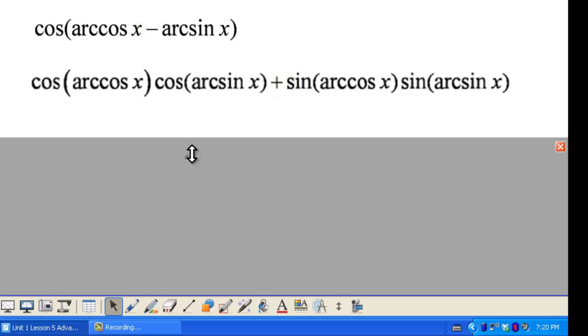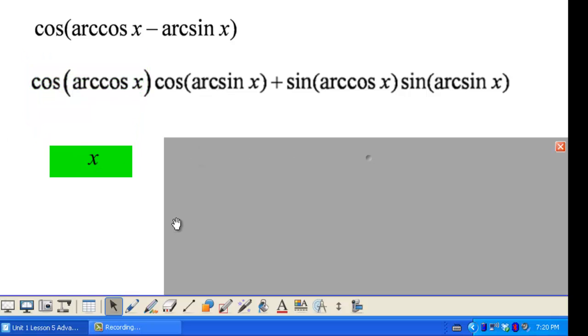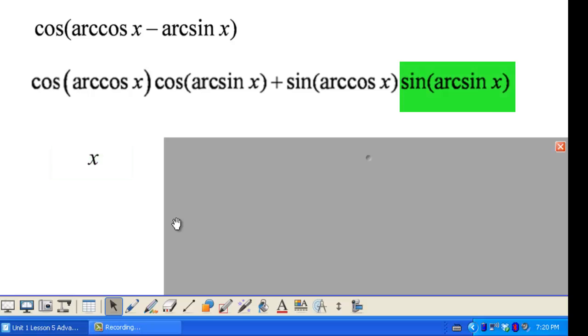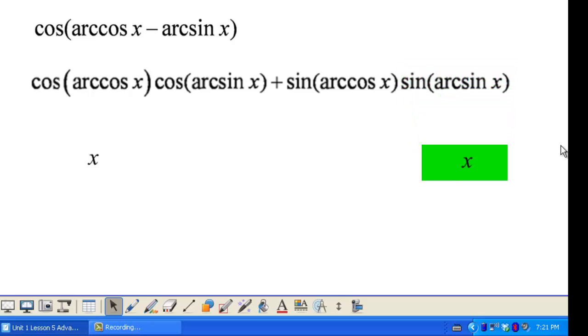Now, you might be looking at this as gibberish, and so did I the first time I did this. But if you notice, when you take the cosine of the arc cosine of x, those are inverses of each other. So that is just going to simplify to x. On the right side, you should see the sine of the arc sine of x. That is also going to cancel, since they're inverses, and simplify to x.